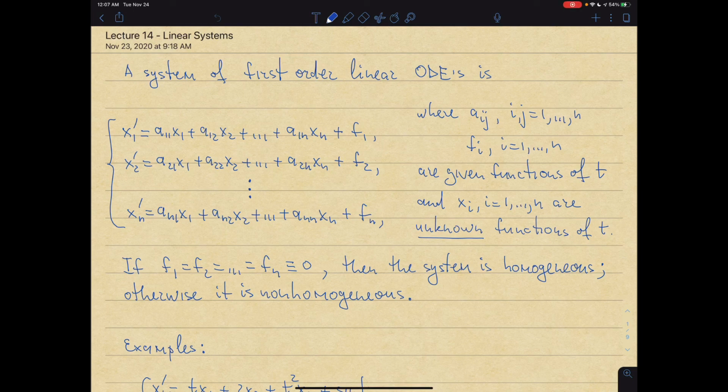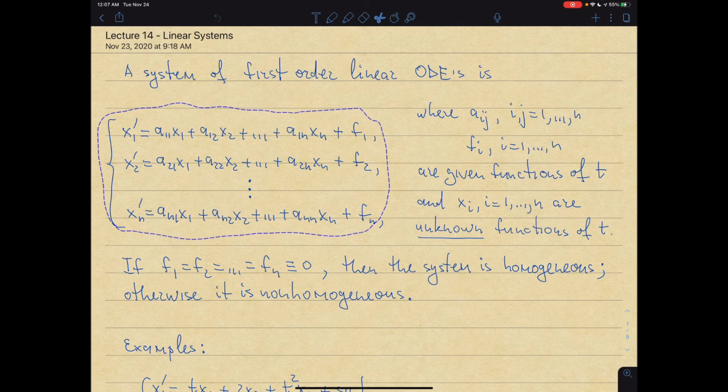Our next topic is a system of first-order linear ODEs. It's a system of equations, except that now those equations are all first-order ODEs that are linear. So this is a general definition of what this object is. In this case, you have n equations. They're all first-order equations that are solved for derivatives of your unknown functions, x1 prime, x2 prime, and so on.